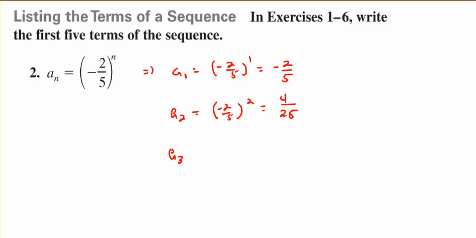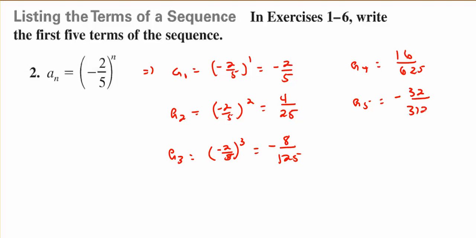If I wanted to find the third term, and so on, and so on. However many terms you need to list, that's how you would do it. A sub 4, a sub 5, and so on. Plug those in and find the first 5 terms of the sequence. You should find a sub 4 to be 16 over 625, and a sub 5 to be negative 32 over 3125.